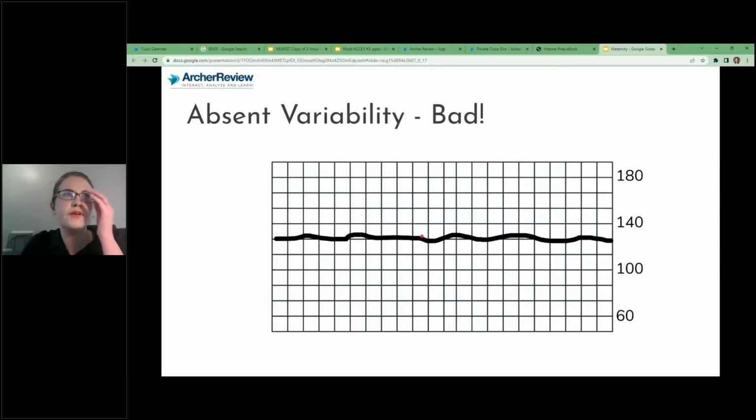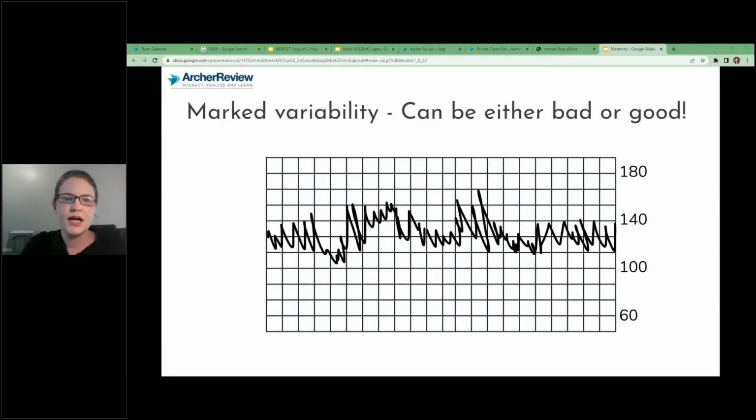This would be an example of absent variability. With absent variability, the heart rate moves around by no more than 5 beats per minute. It's mostly just a flat line. Not good. This isn't good.